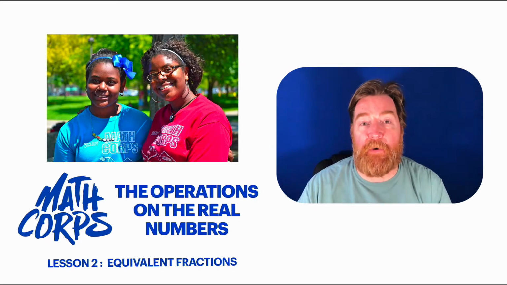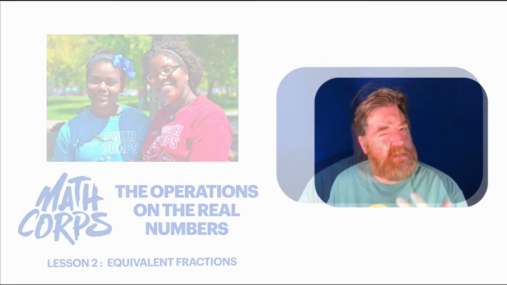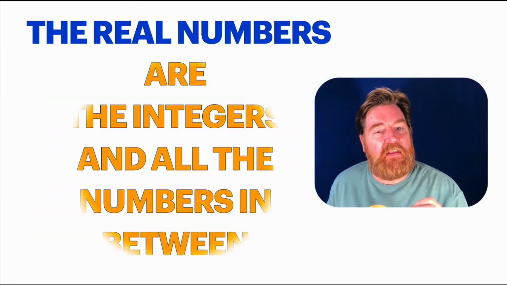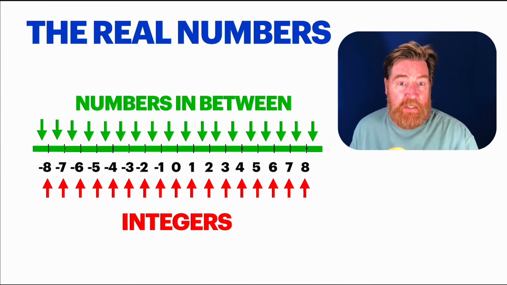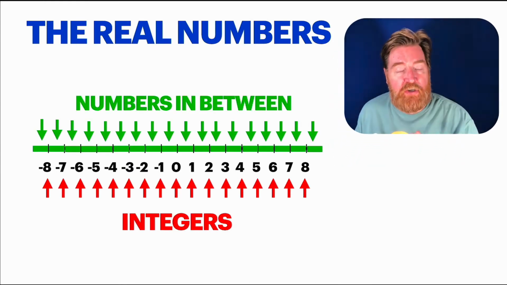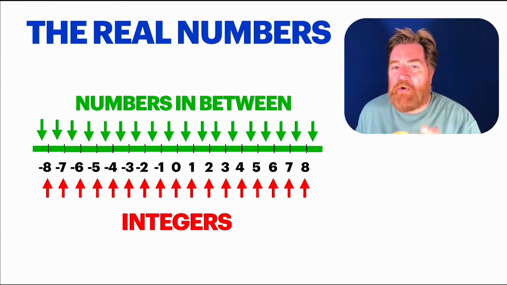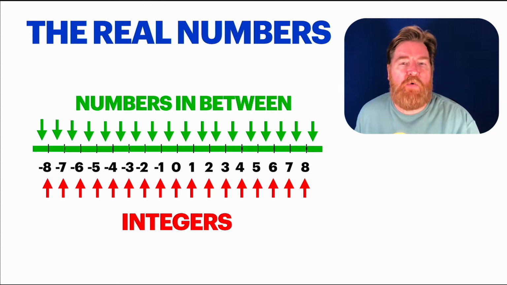So let's go deeper. Real numbers, the best way to think of them is as the integers and all the numbers in between. So there we go. We see the integers along there pointed out in red and the numbers in between in green. And we saw also that in between is really where all the action is. There are way more numbers in between the integers than we've got integers themselves. So that's why we're diving into the in-between spaces.